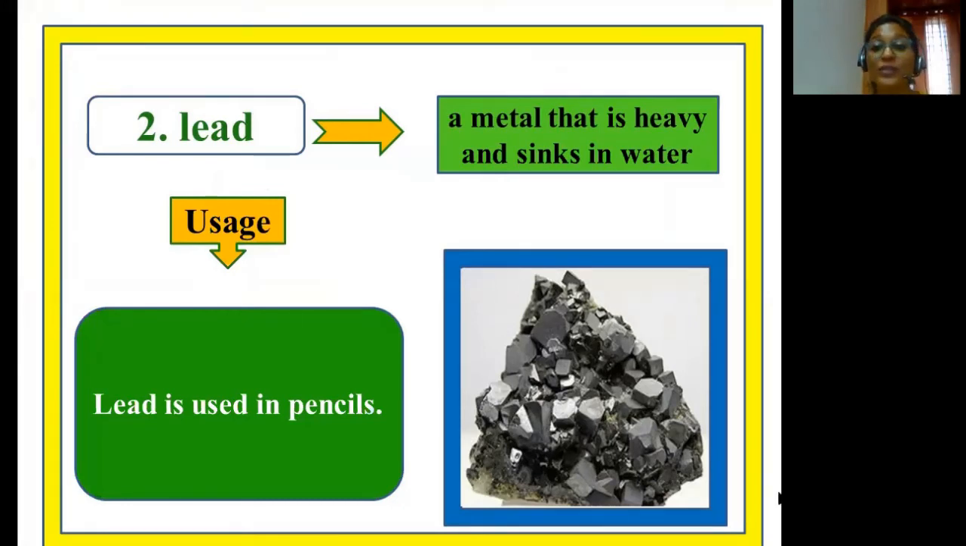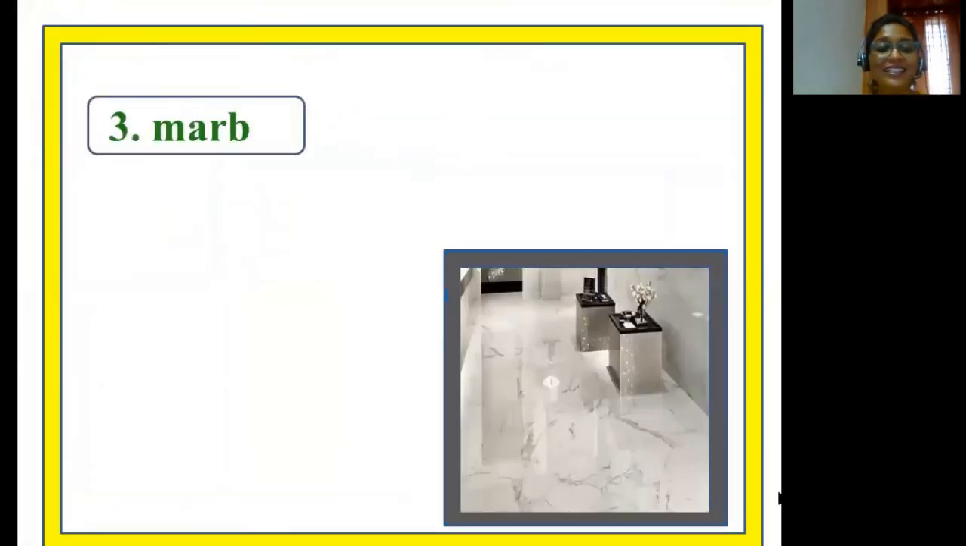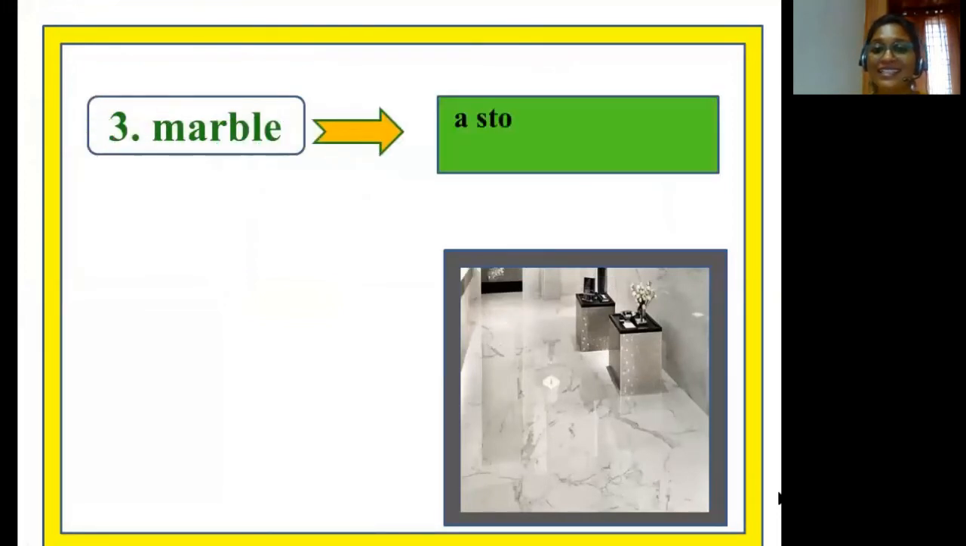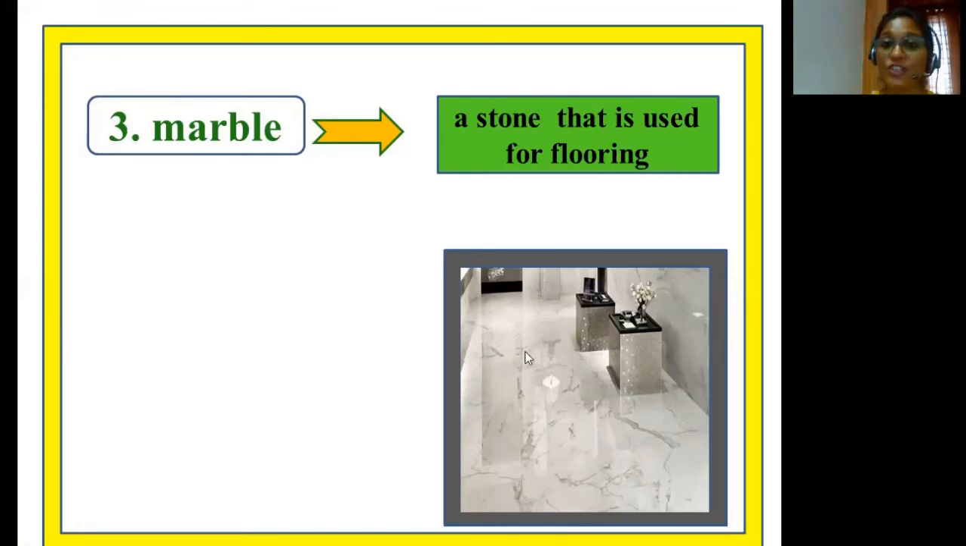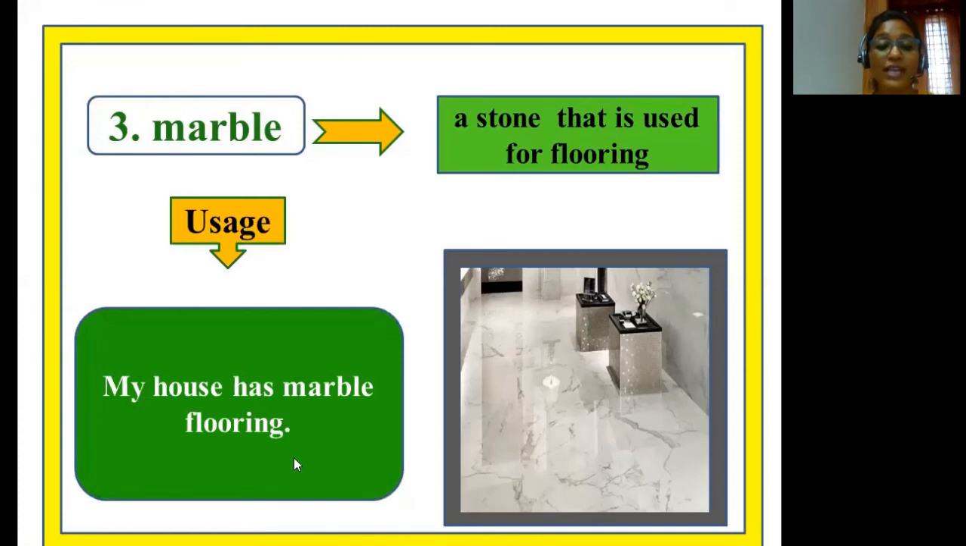The third new word we have here is marble, and it means a stone that is used for flooring. I'm sure, children, this is not a new word for you because most of us have houses with marble flooring, isn't it? In the picture that is given on the screen, you will find a floor laid with white marbles. Children, with this word, I have framed the sentence. My house has marble flooring.